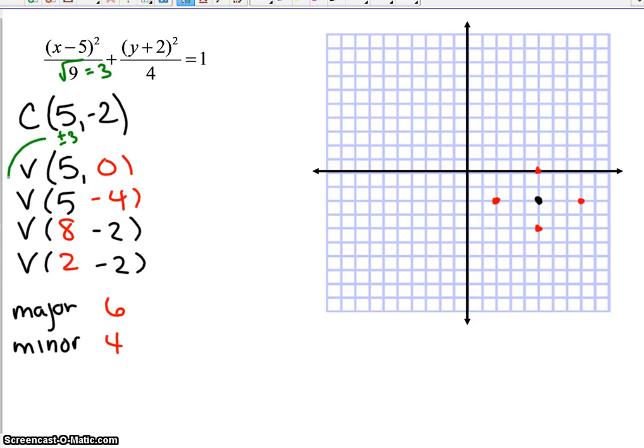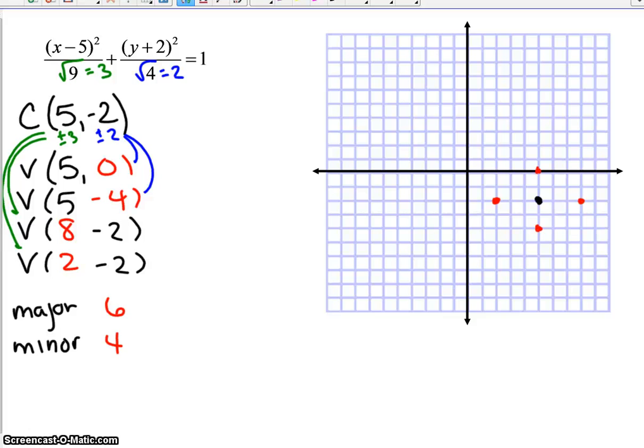So that would give me these 2 vertices down here. And then what I did was took the square root of 4 again, added or subtracted 2 to my y values, gave me those. So then we talk about which one's longer. Well, the 3 times 2 is 6, that's why it's major. 2 times 2 is 4, that's why it's my minor.